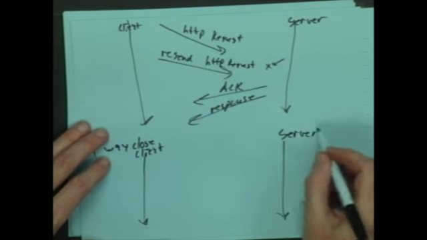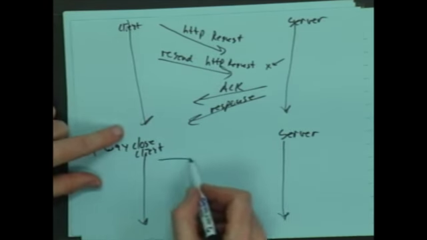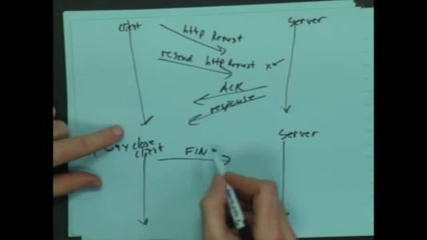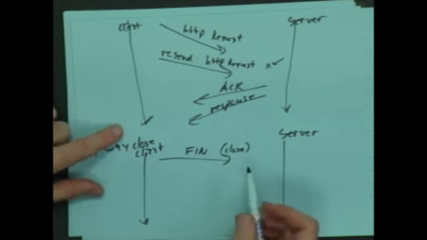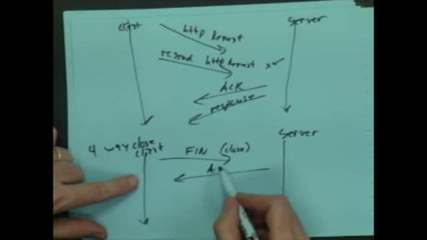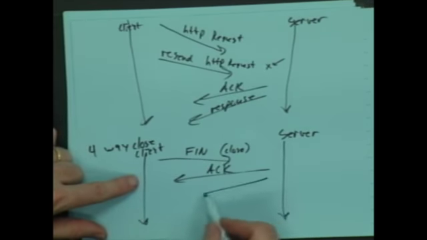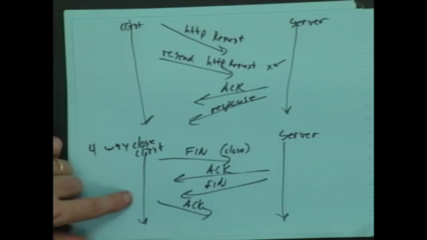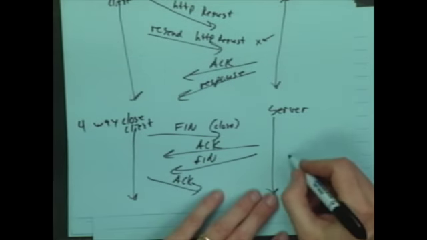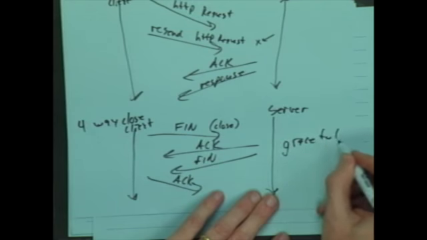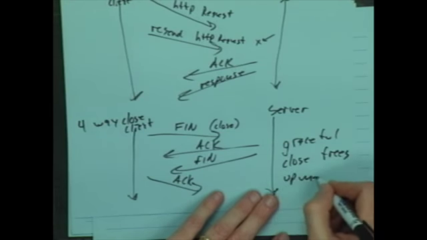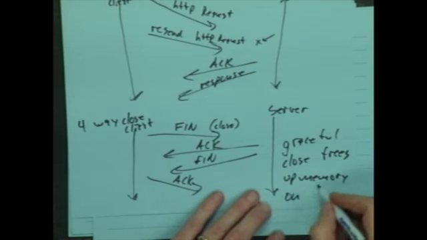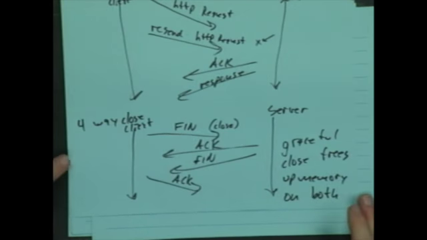So when the client is done, so I've downloaded my whole web page, I send a FIN. And the FIN is just to close, right? And the funny thing is, it's 4 exchanges. They acknowledge, and then they send a FIN, and then we get an ACK that comes back, okay? This graceful close is going to free up the memory on both computers. Does that make sense?